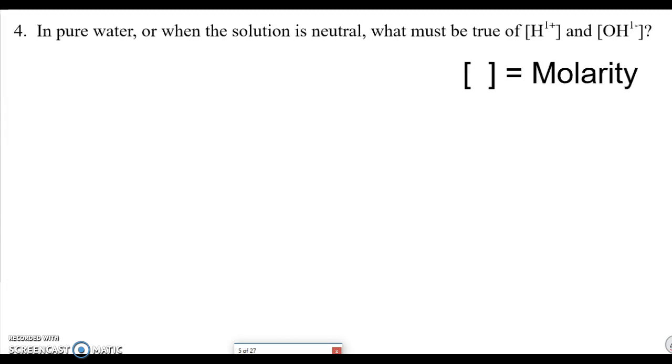So in pure water, or when a solution is neutral, what must be true of the molarity of the hydrogen ions and the molarity of the hydroxide ions? Again, when it's neutral, what must be true of those two concentrations? Well, they must be equal to each other. If it's neutral, all the hydrogen ions have to react with their hydroxide ions and make water. So for neutral solutions, you must have equal molarity for hydrogen ion and hydroxide ion.